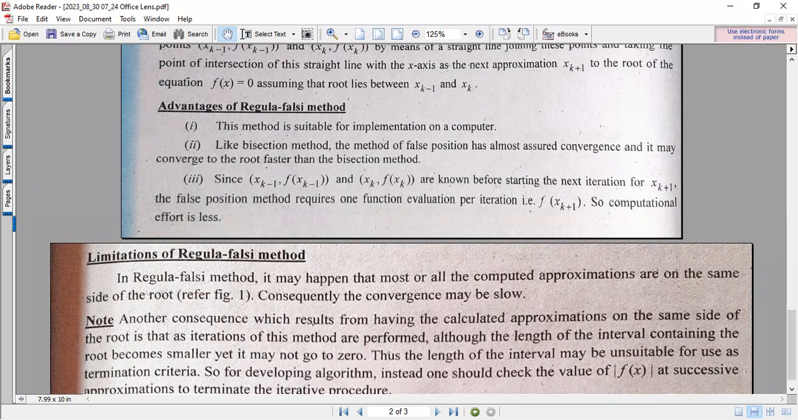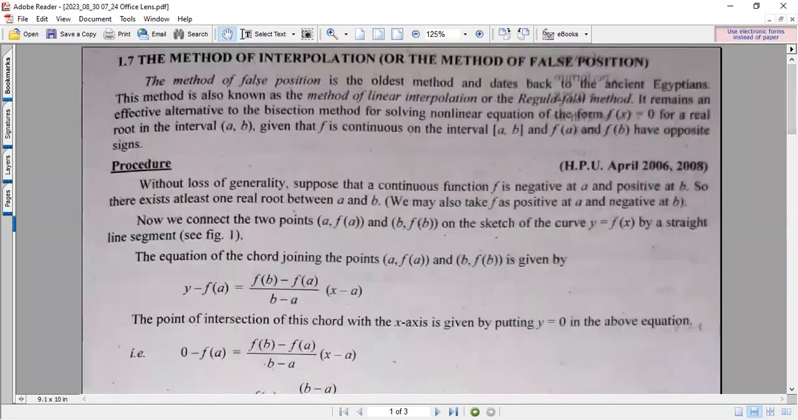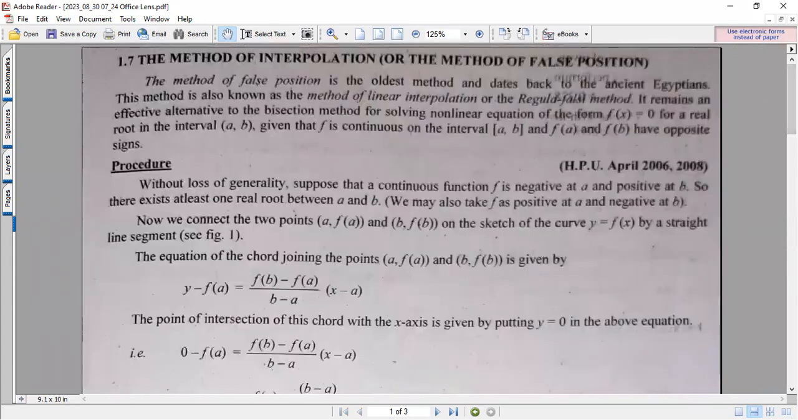So this is the regula falsi method. We will discuss its questions in the next lecture.